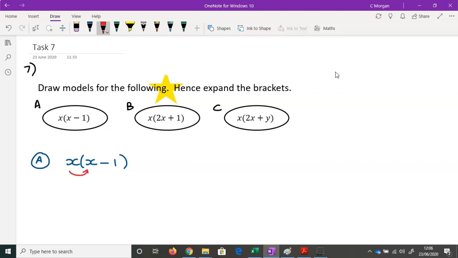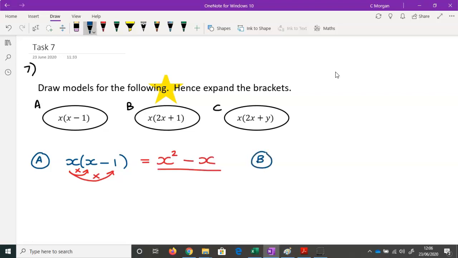Okay, so it's exactly the same as before. We're multiplying all the terms on the inside of the bracket by the term on the outside. X multiplied by x means x multiplied by itself, which is x squared. X multiplied by negative 1 is negative x.